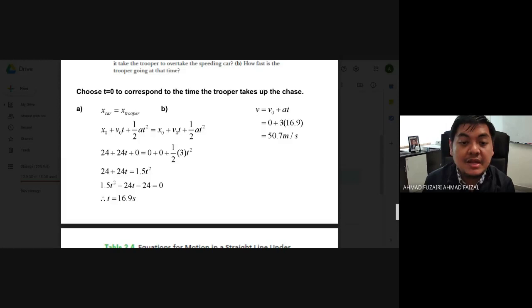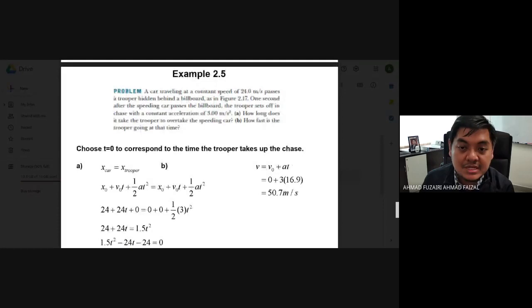Okay, so first, look at the third line, 24. How do we get 24 from the 24 meter per second? What does 24 meter per second mean? Meaning that in 1 second, the car will move 24 meters. So let's look at the questions. Look at the second line.